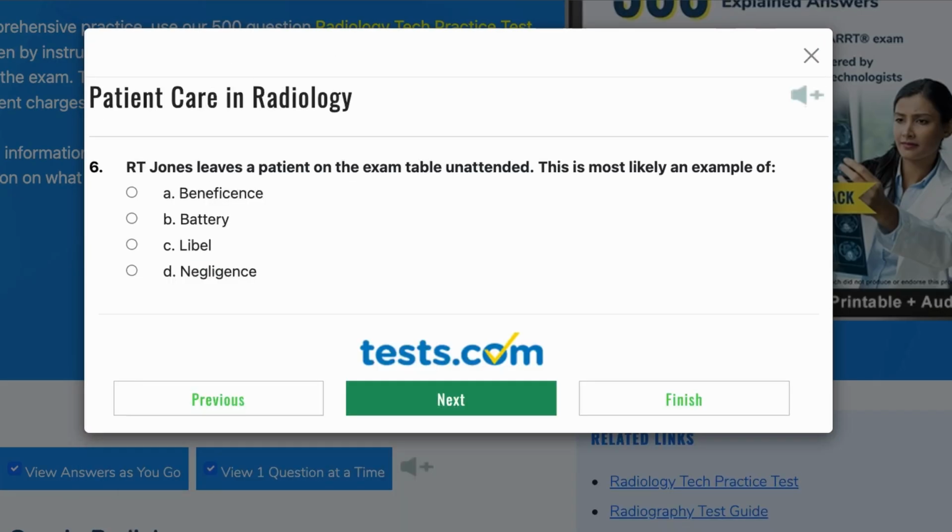Question 6. R.T. Jones leaves a patient on the exam table unattended. This is most likely an example of A. Beneficence, B. Battery, C. Libel, D. Negligence.